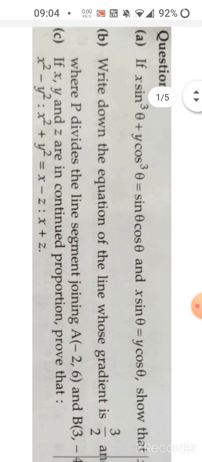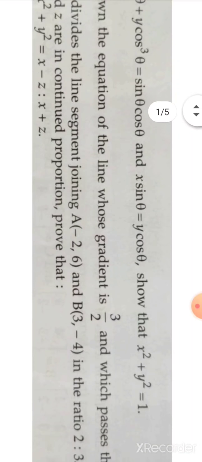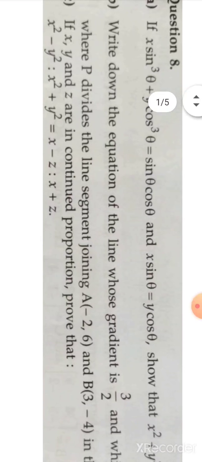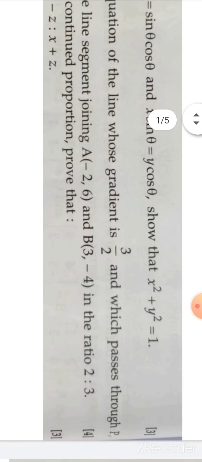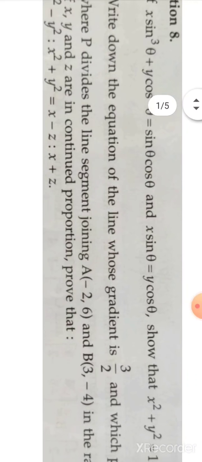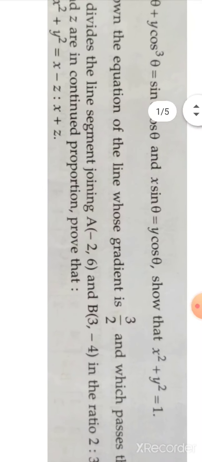Now question 8 again, B part. Write down the equation of the line whose gradient is 3 by 2 and which passes through P, where P divides the line segment joining A(-2, 6) and B(3, -4) in the ratio 2:3. This is a 4 mark question. Here gradient means slope is given and P is the division point of the line segment AB, and the ratio is also given to us. So we will find the equation.